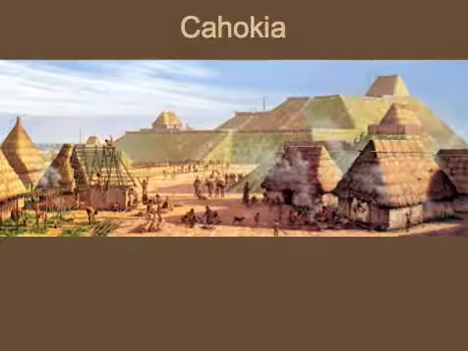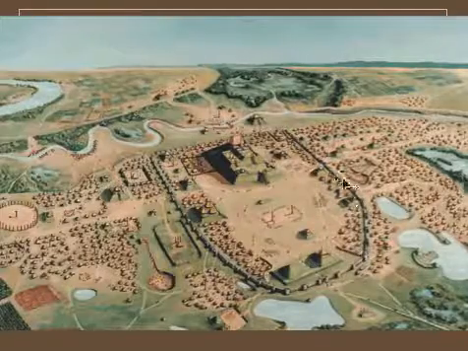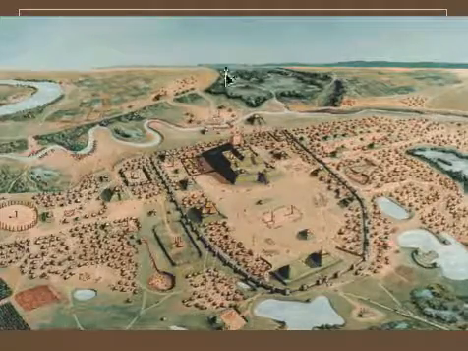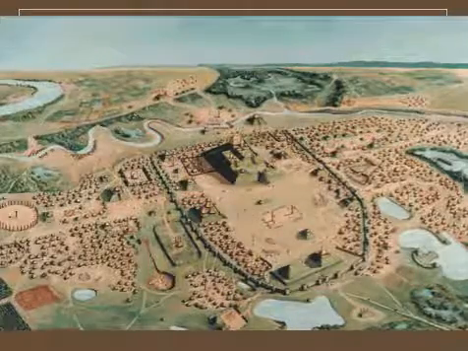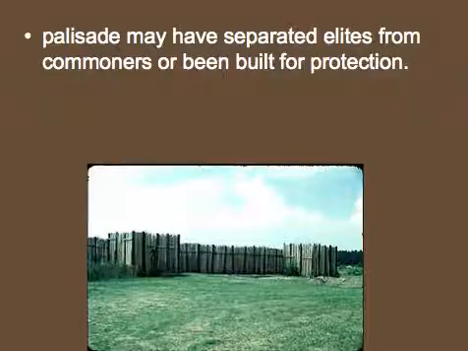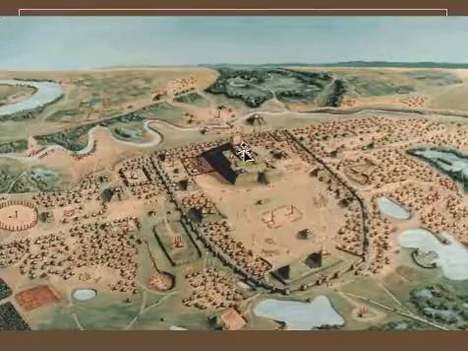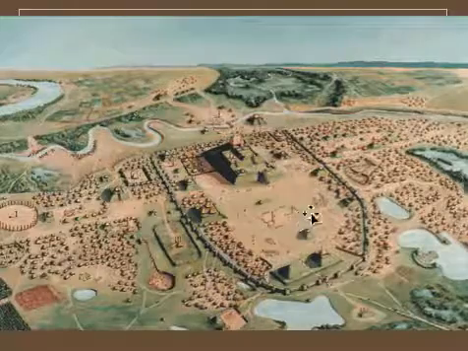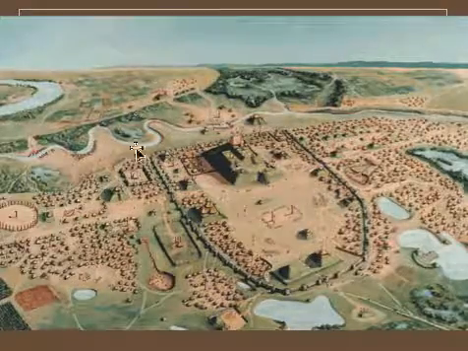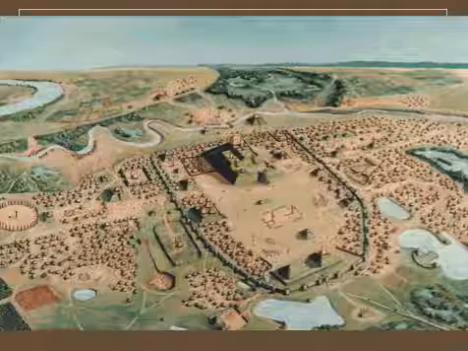Most of the population was below, and you can see that they also had a section that was cordoned off with a stockade around it. And you can see the rest of the village around here. Some people think the stockade was for defense, but it may have been also to keep the elites in this section where you had Monk's Mound, you had a plaza with ceremonial events going on, and keeping the rest of the population out in terms of access.